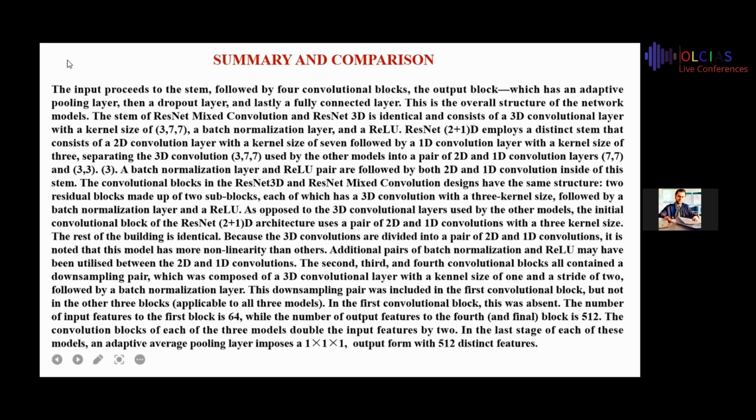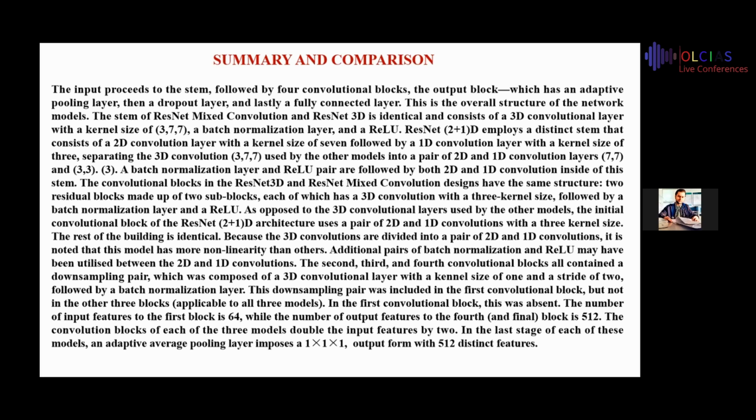So the summary and the comparison. The input proceeds to the stem followed by those 4 convolutional blocks, then the output block, which is an adaptive pooling layer, then a dropout layer, and lastly a fully connected layer. This is the overall structure of the network models. So the stem of ResNet Mixed Convolution and ResNet 3D is identical and consists of a 3D convolutional layer with a kernel size of 3x7x7, a batch normalization layer, and ReLU.